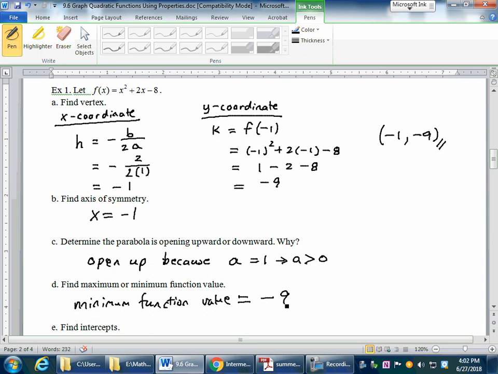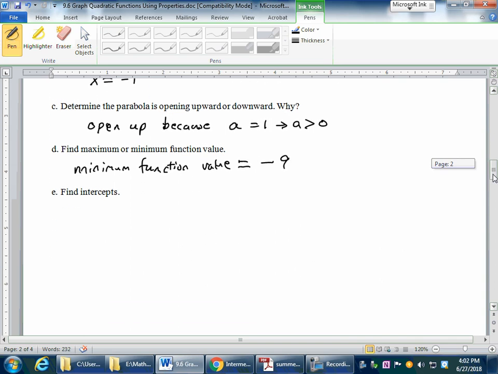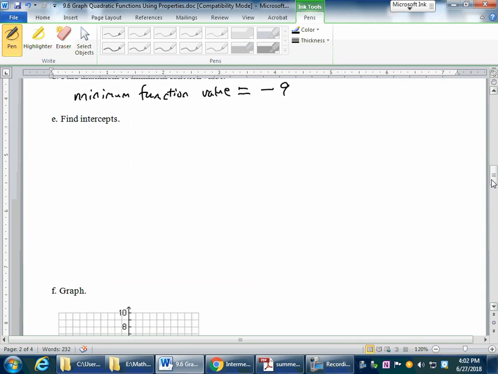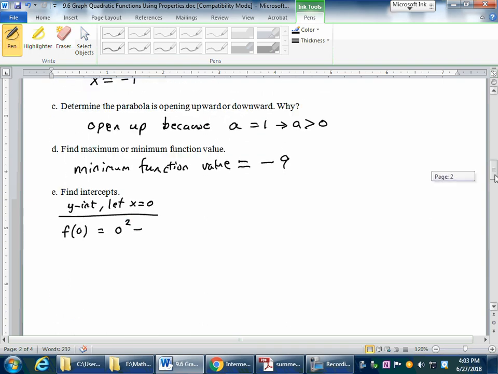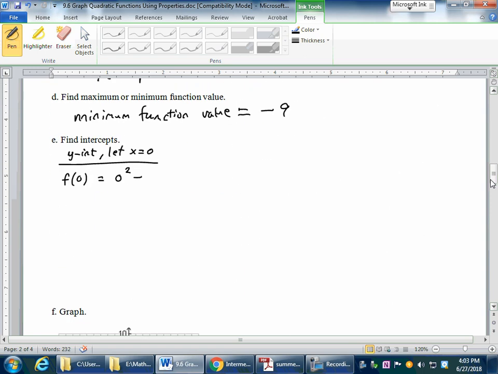And next step, we want to find the x-intercept and the y-intercept. So for the y-intercept, we let x be equal to 0. That means I'm looking for f of 0, which is 0 squared plus 2 times 0 minus 8. So therefore, my answer is negative 8. My y-intercept is (0, -8). Don't forget, you need to write it as an ordered pair.